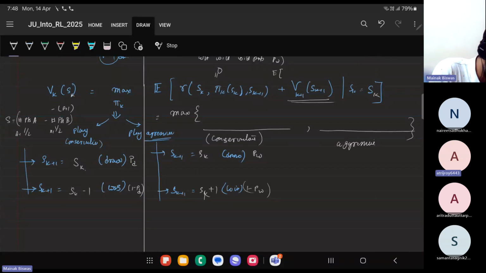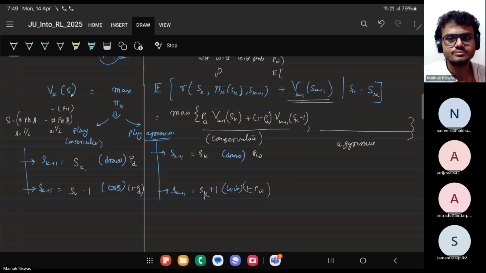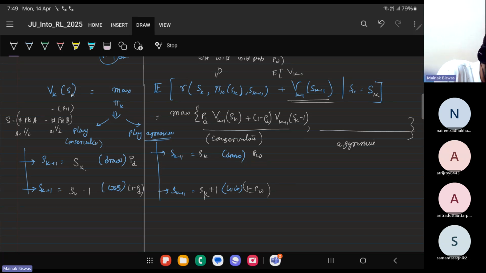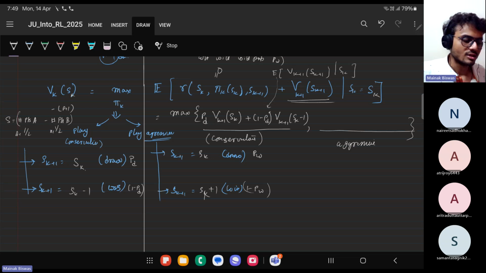PD times V of SK, PD for the draw, yes, V of SK, plus 1 minus PD times V of SK minus 1. Yes or no? This is just the expected value of V at K plus 1, S at K plus 1 given SK. That's what I'm writing, and there are only two outcomes possible.